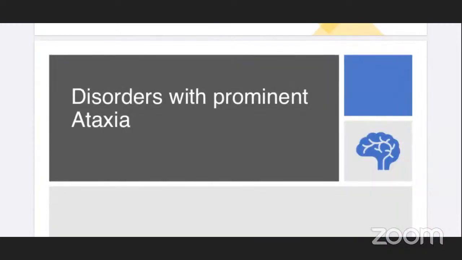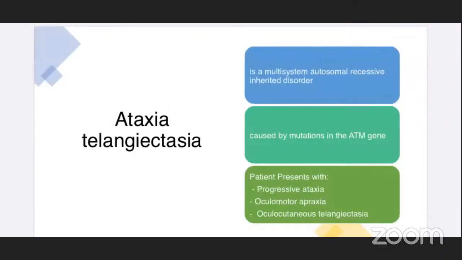So now, lastly, I would talk about the CP mimickers with prominent ataxia. First, I would start with ataxia telangiectasia.